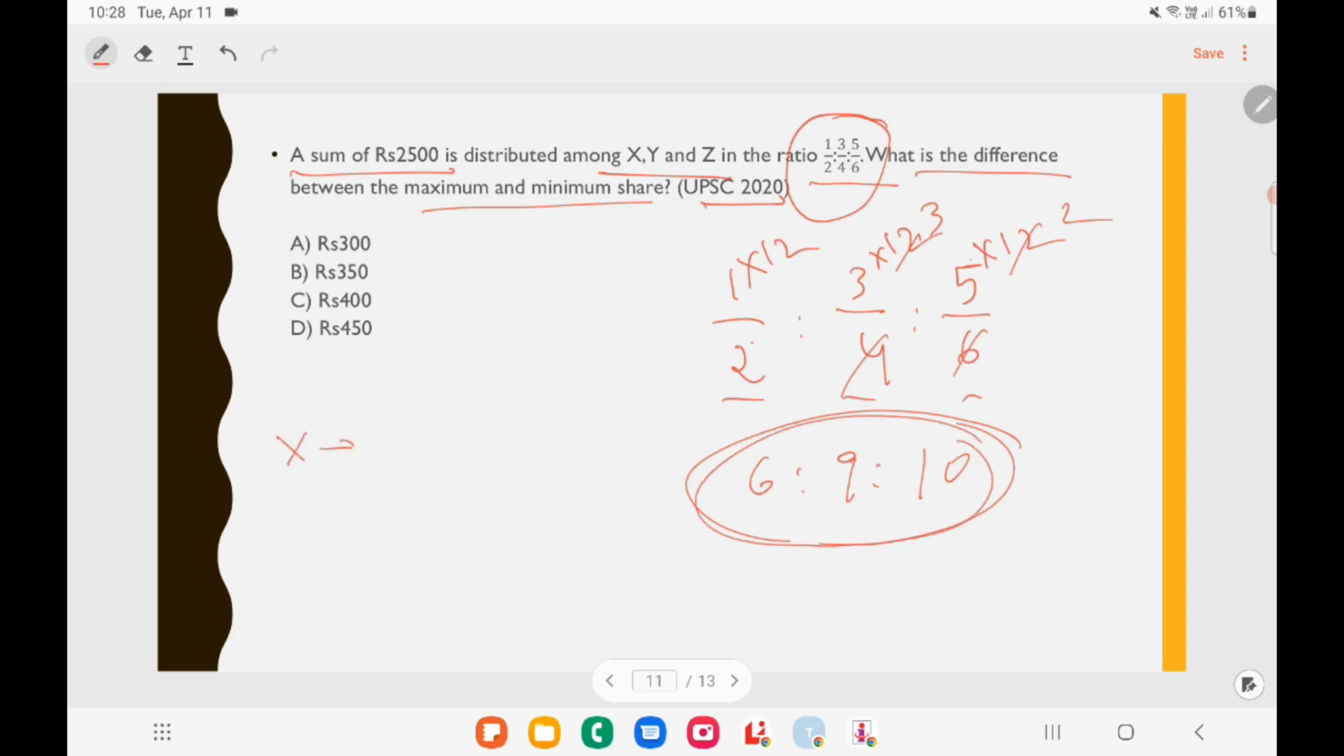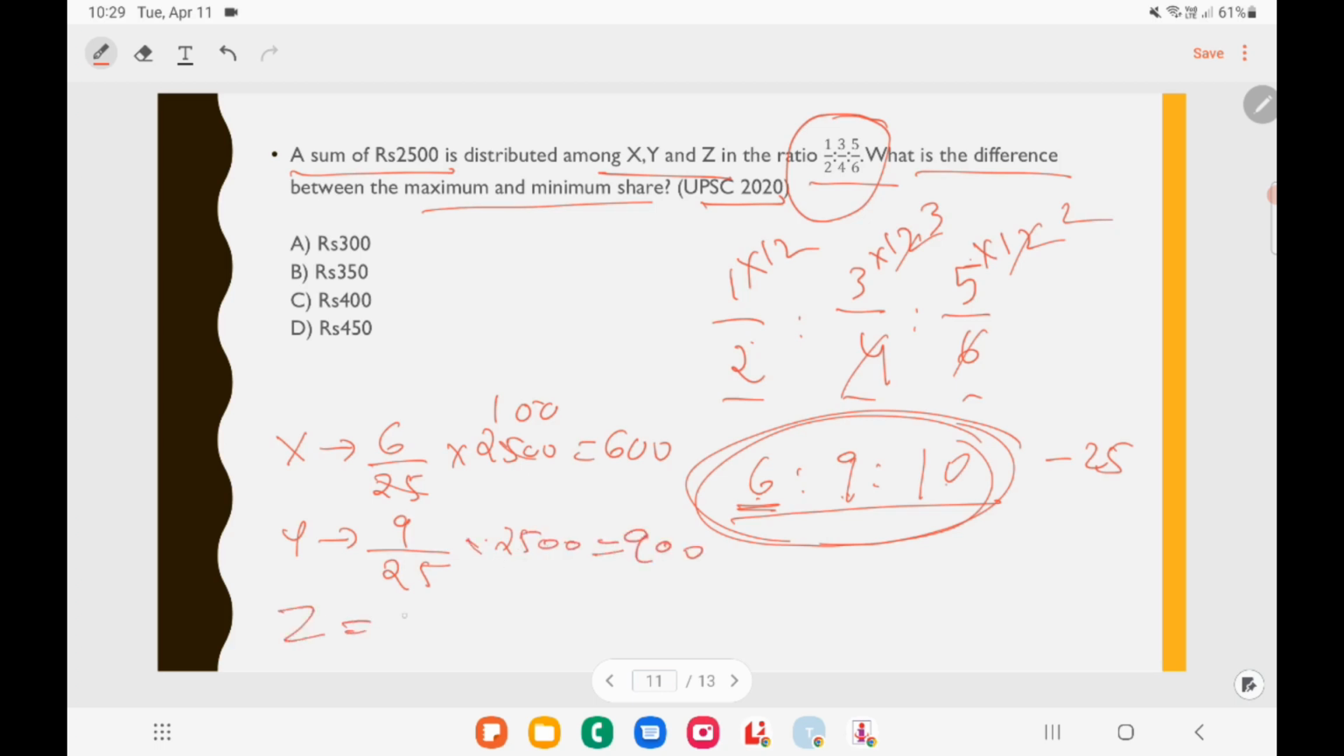So first let us see what is the share for X. So the ratio for X is 6 and the total is 6 plus 9, 15 plus 10 is 25. So 6 by 25 into 2500. So that means it's 600. Now for Y it is 9 by 25 into 2500. So it is becoming 900, and for Z it is 10 by 25 into 2500. It will become 1000. Here the maximum value is 1000 and minimum value is 600. So 1000 minus 600 is 400. So the answer is C, 400.